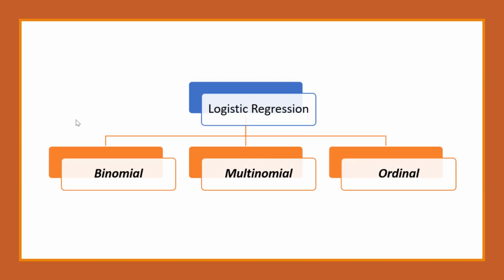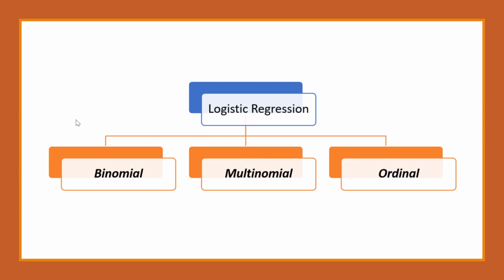Now, if we discuss the types, logistic regression is classified into three main categories. First is binomial. So, in this logistic regression, the dependent variable can only be one of two potential types, such as 0, 1, pass, fail, male or female. So in this there are only two dependent outcomes.